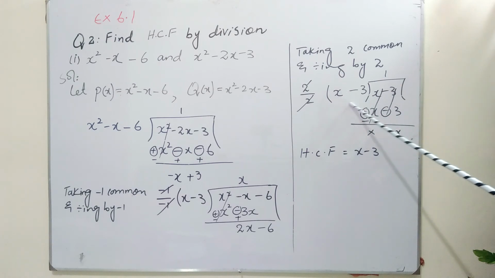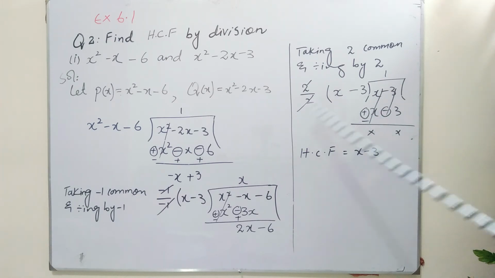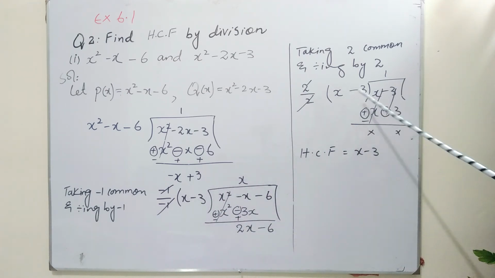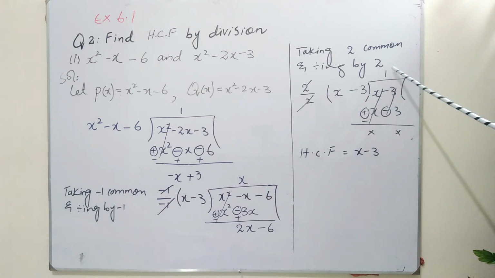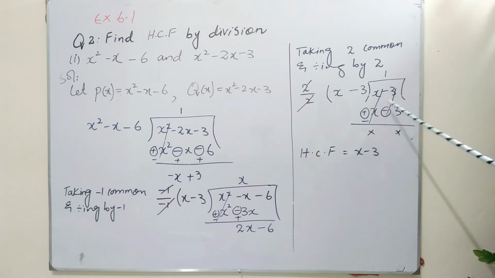Now this is the new divisor, x minus 3. The dividend will be the previous divisor, that was also x minus 3. So x minus 3 into x minus 3, this is the new dividend. Now x minus 3 into 1 is x minus 3. When we change the sign, this x is cancelled with minus x and minus 3 is cancelled with plus 3. So we are left with 0 remainder.